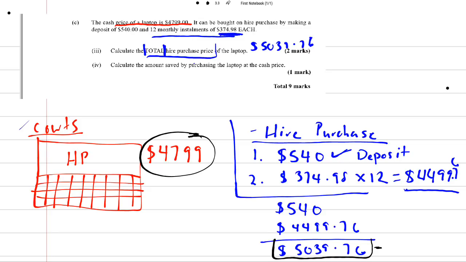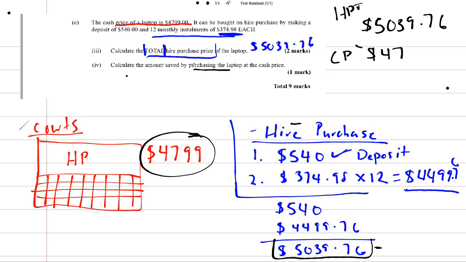So anyway, that leads me to my second question. Calculate the amount saved by purchasing the laptop at the cash price. So basically it says if you did have the money and paid the $4,799 instead of the hire purchase, how much money would you save? So what are we going to do? We're going to subtract. That's the only way we can know. Subtract the $5,039.76, which is the hire purchase total. So let's put HP total, the hire purchase total, minus the cash price CP, $4,799, and we subtract that.